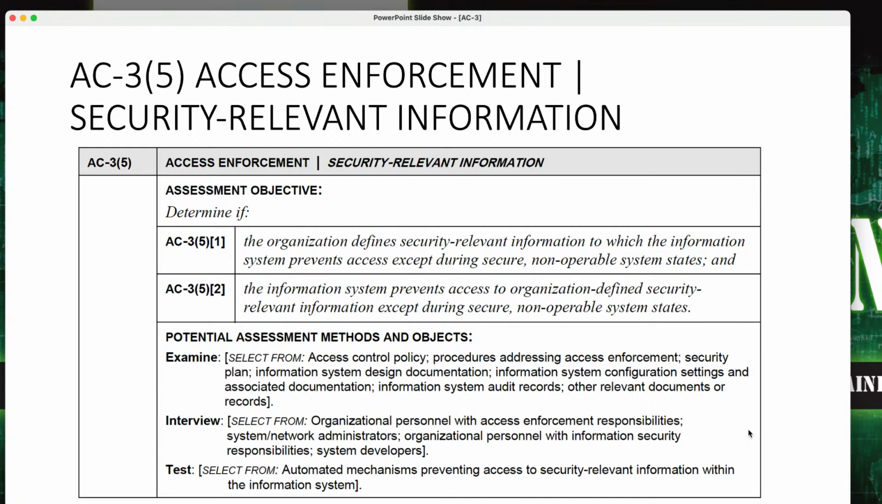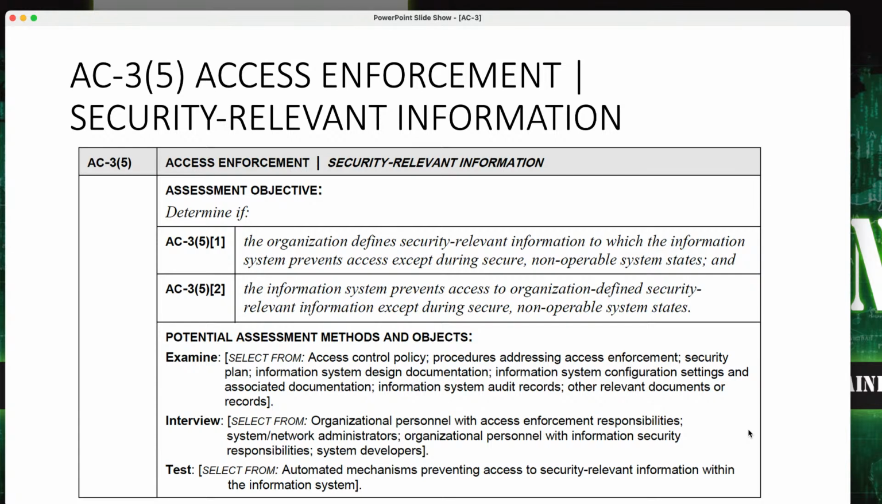So maybe I want to try to get to the firewall rule set without having access to it. That may be one of the things I try to do as an assessor. So as an assessor, I'm going to determine if the organization defines security relevant information to which the information system prevents access, except during secure non-operable system states.